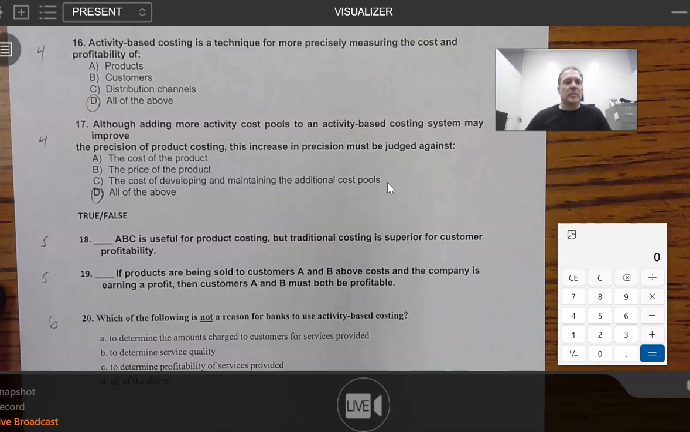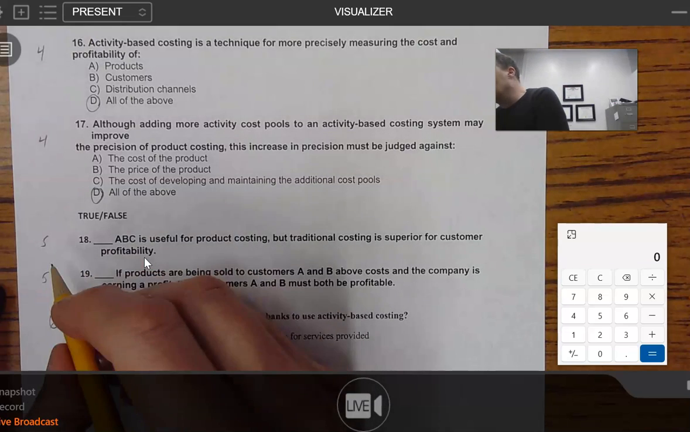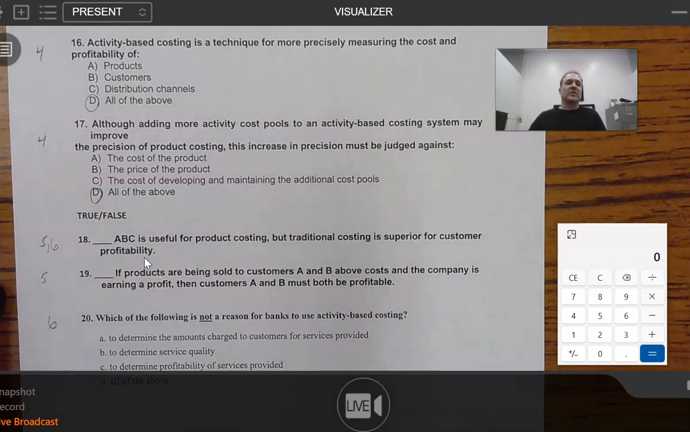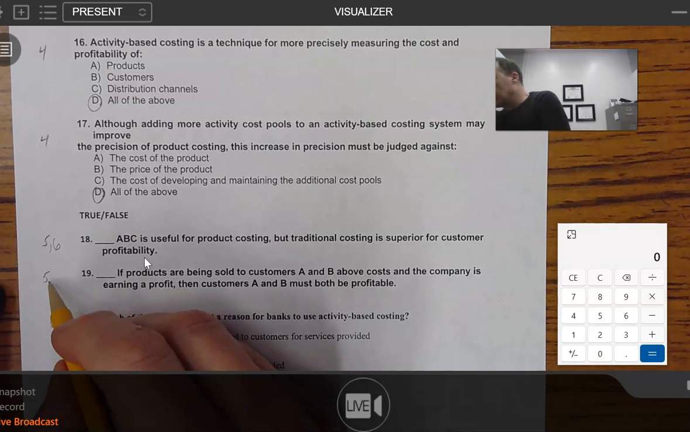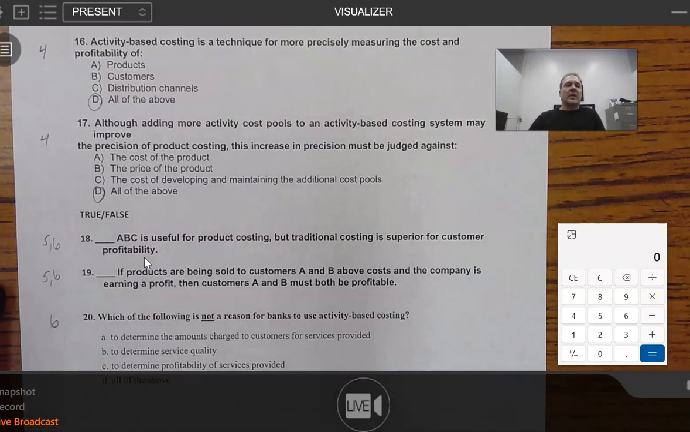Let's see here, learning objective 5. It says right here, number 18, activity-based costing is useful for product costing, but traditional costing is superior for customer profitability. So for those of you in one of the classes, we'll call this learning objective 5 and 6. This actually covers a couple of those learning objectives. For the rest of you, you don't care probably.